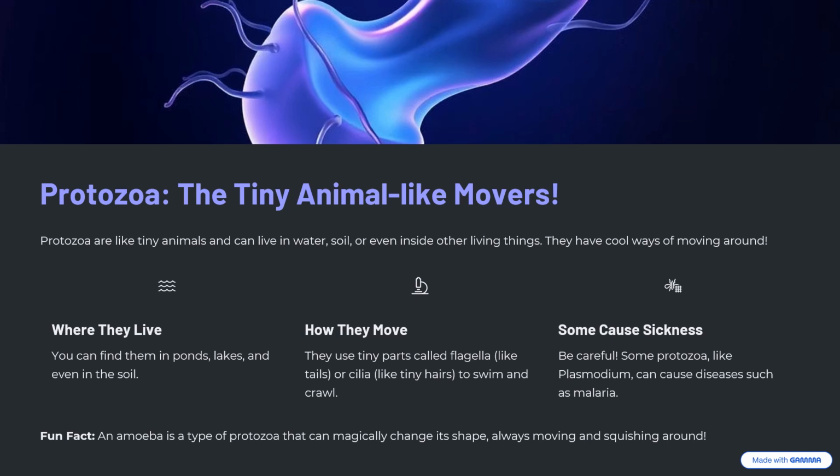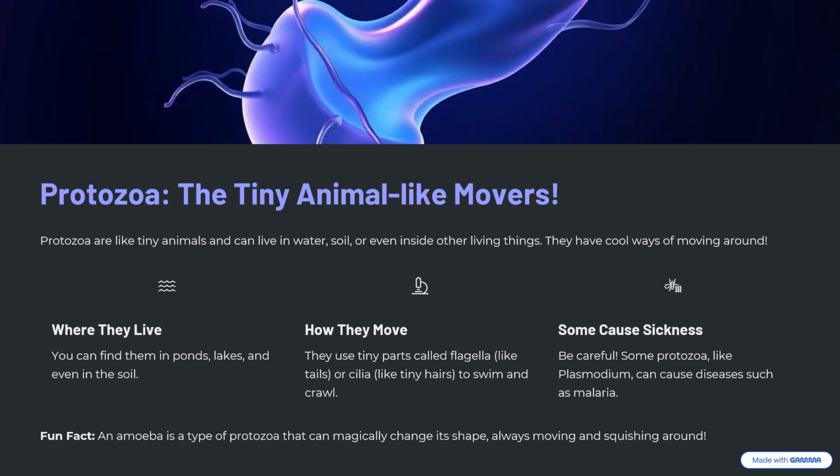Protozoa. The protozoa are tiny animal-like movers. Protozoa are tiny animals. These are found in water, soil, and even inside other organisms, other living things. They have cool ways of moving around.